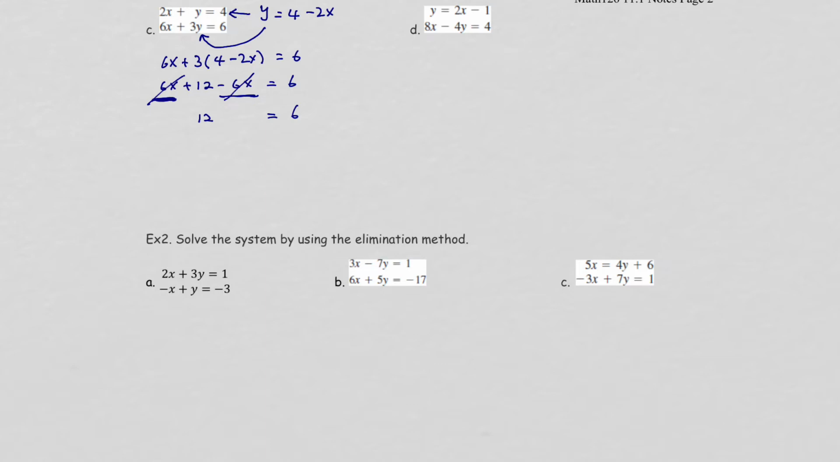When do we have no solutions? When this equal sign is holding a false statement. Once the variable is not there anymore, it canceled out. I have 12 equals 6. That's not true. So not true, false statement. This will give me no solutions.